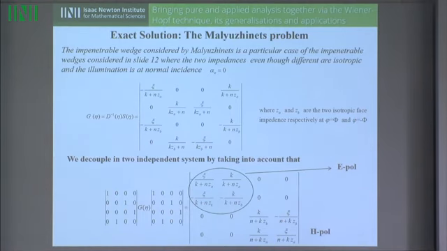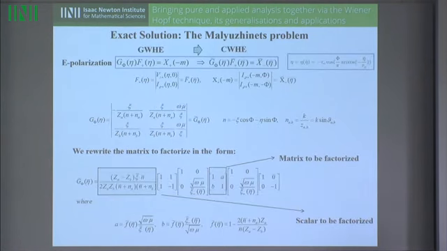Okay, let's go to another problem, the classical Malyuzhinets problem. In this case, we have scalar impedances. They are different for the top face and the bottom face, and the kernel is reported here. We can manipulate the kernel using this transformation matrix, and we get this. If you see this, the top left portion is the Ez polarization case, and the bottom right portion is the Hz components. So we have decoupled the two polarizations in this case.